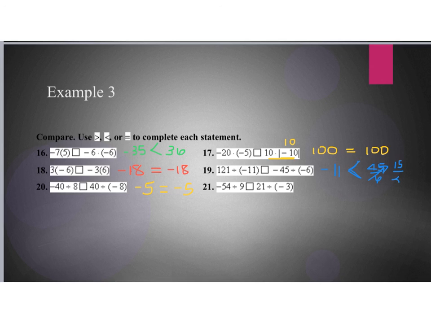And then for my last part, I have negative 54 divided by 9, which is going to give me a negative 6. And then on the other side, I have 21 divided by a negative 3, which will be negative 7. Because I have negative numbers for both my 6 and 7, remember that the smaller negatives are actually bigger, so negative 6 then will be greater than negative 7.